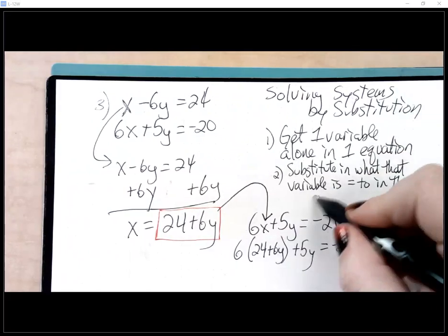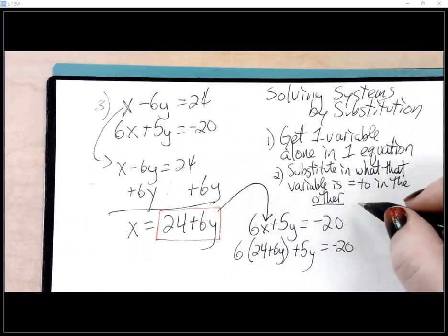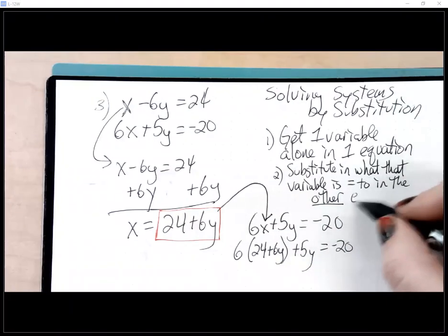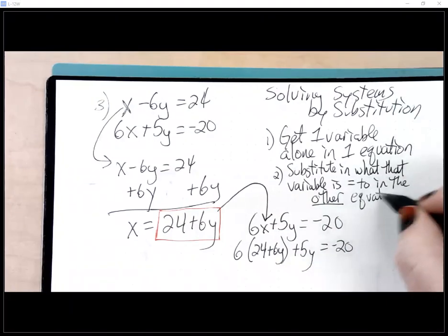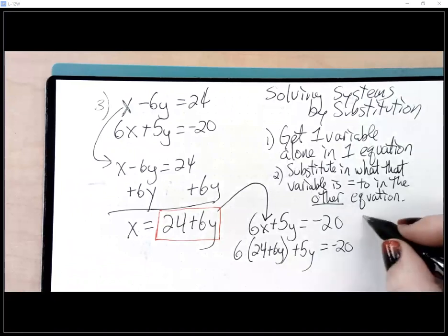Sometimes kids mess up right here because they solve for a variable and then they take what that variable is equal to and put it back into that same equation. You can't do that. That's not going to get you anywhere. So make sure it's the other equation that you haven't touched yet. And now hopefully you can see what to do because now I only have one variable. So I can solve for that one variable that remains. So that's step 3, solve for remaining variable.